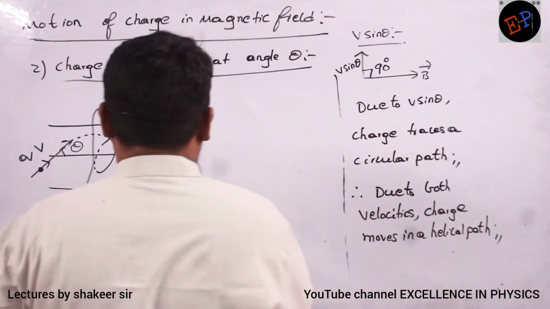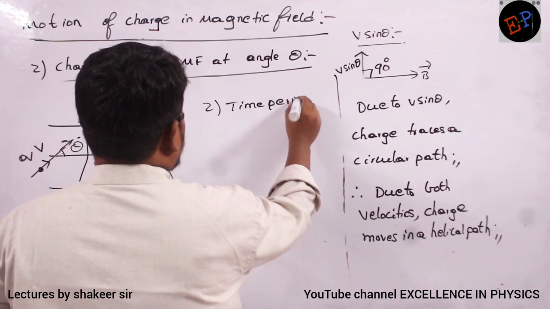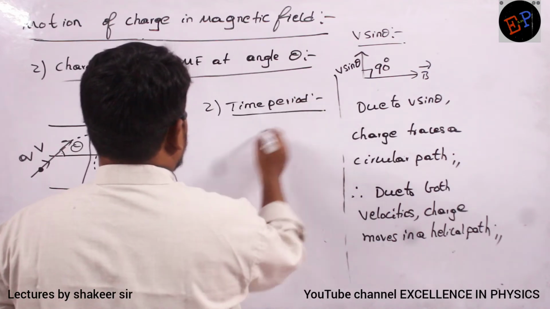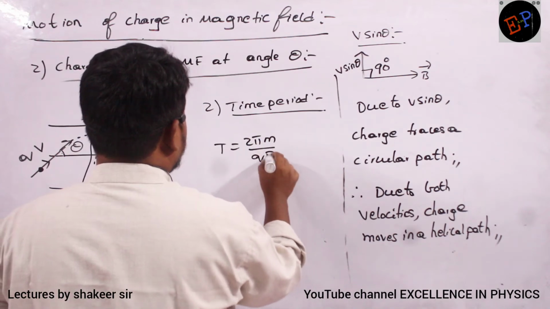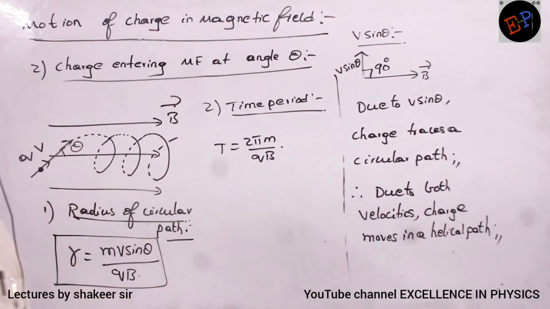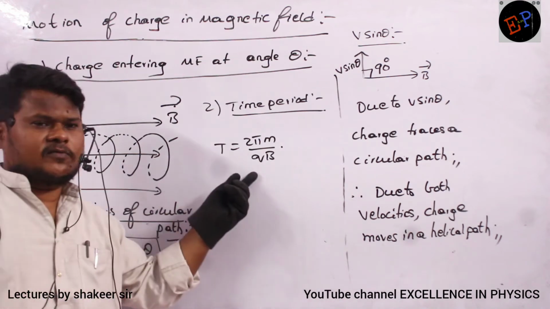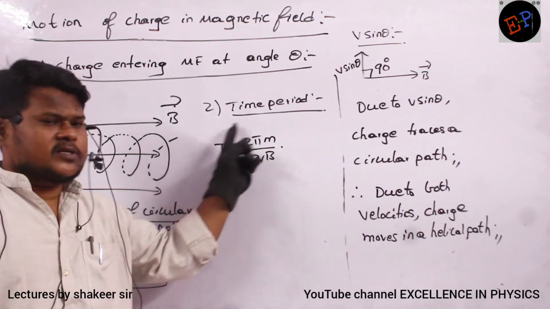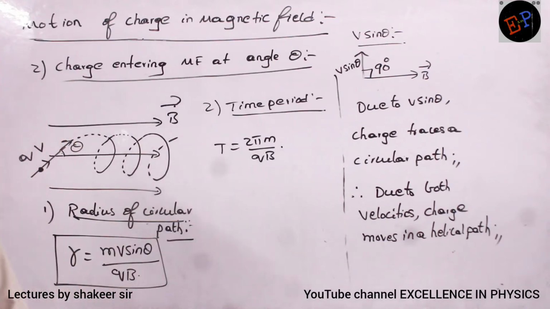Similarly, second application, time period. Previously, what was the equation of time period? 2 pi m divided by qB. Okay? And this formula does not change. Why? It is independent of velocity, no? Do you see velocity in this equation? No. If there is no velocity, it will never change.